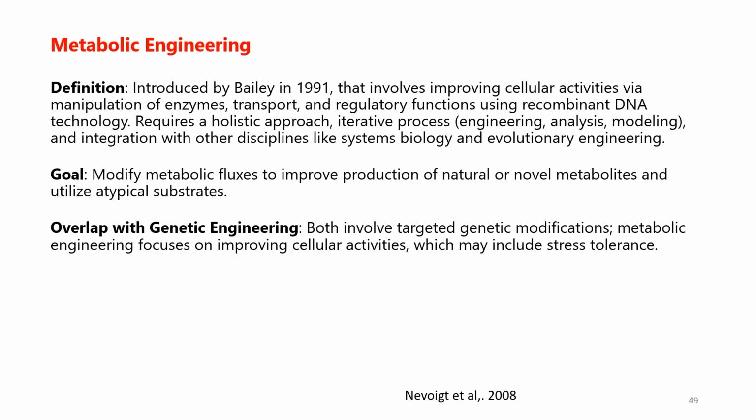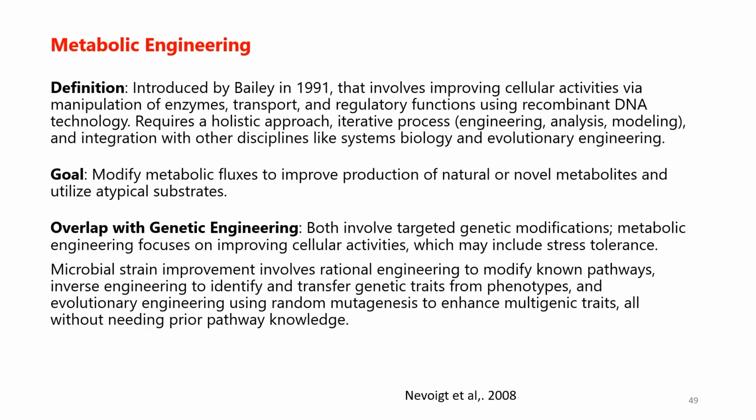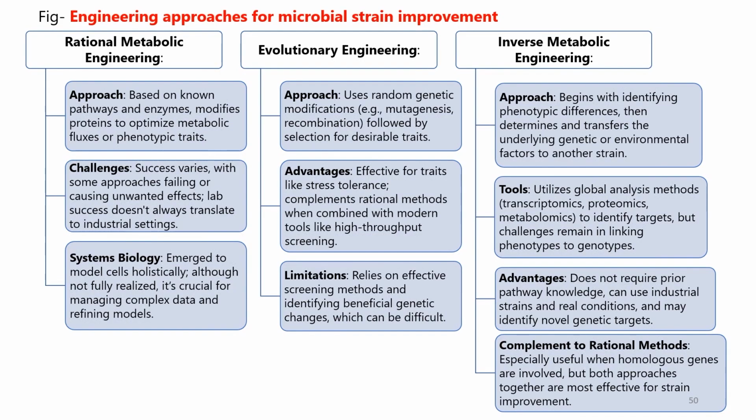Metabolic engineering focuses on improving cellular activities, which may include stress tolerance. Microbial strains improvement involves rational engineering to modify known pathways, inverse engineering to identify and transfer genetic traits from phenotypes, and evolutionary engineering using random mutagenesis to enhance multigenic traits, all without needing prior pathway knowledge. So, these are some of the engineering approaches for microbial strain improvement.